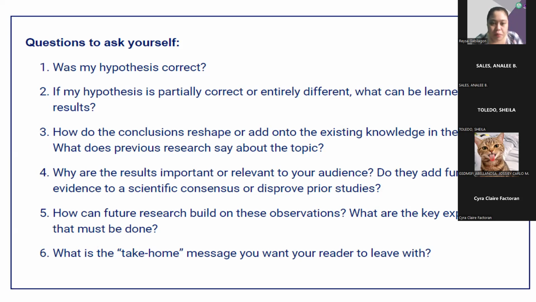Now, why are the results important or relevant to your audience? Do they add further evidence to a scientific consensus or disprove prior studies? So in this part, you are actually into the implications of your findings. Meaning, you have to think also about how can your audience benefit from the findings of your study, or how the findings of your study can be an addition to the existing scientific body of knowledge. Now, how can future research build on these observations, and what are the key experiments that must be done?